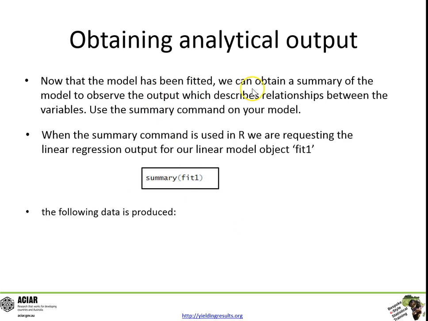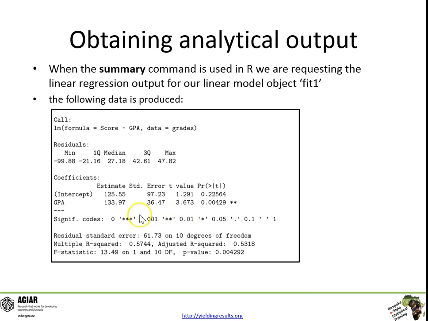Now our model has been fitted, we haven't yet looked at the results, so we want to obtain a summary of the model to observe the output which describes the relationship. So we can use this simple command, summary(fit1). When we use this command, we're requesting the linear regression output for our linear model object, which we've called fit1, and the following data is produced. So this is the output from that summary(fit1).